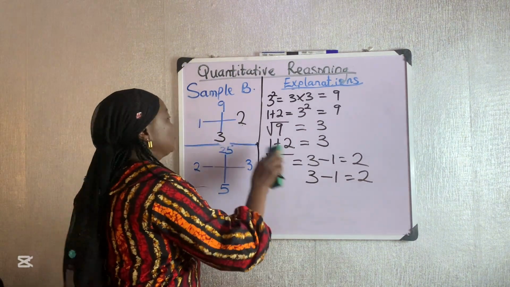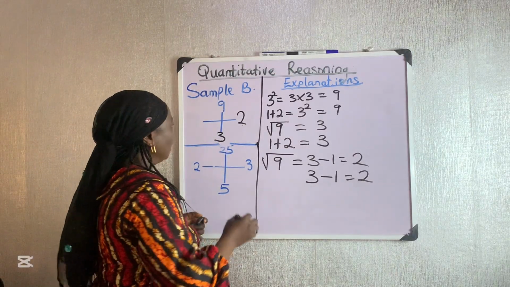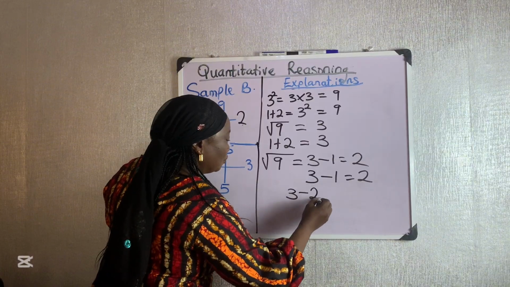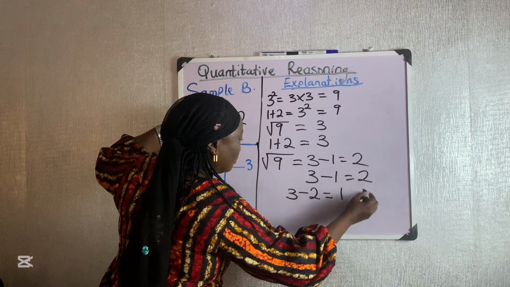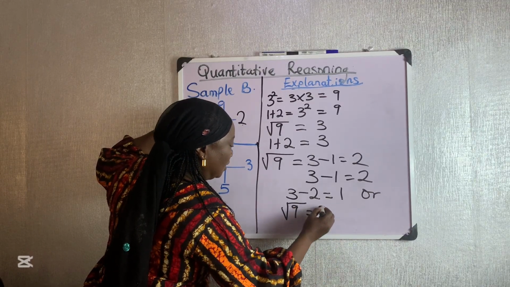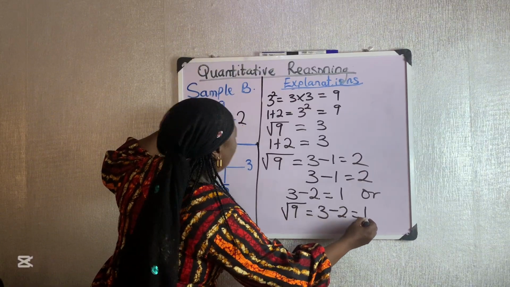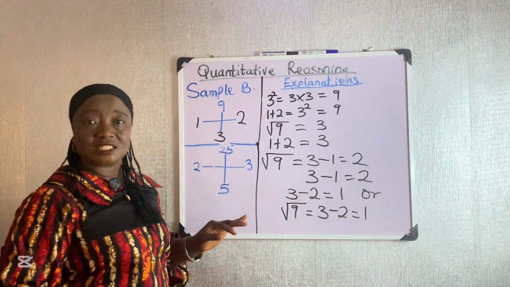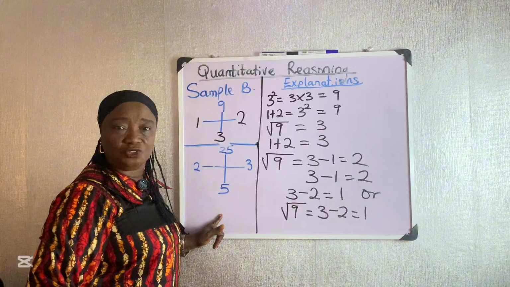This 2 has been calculated, we'll claim 1. How do I get 1? I can simply say 3 minus 2 is equal to 1. Or the square root of 9, which is 3, minus 2 will also give me 1. All the numbers have been calculated. Let's move to the pattern below and see if it will agree with the one I just explained.